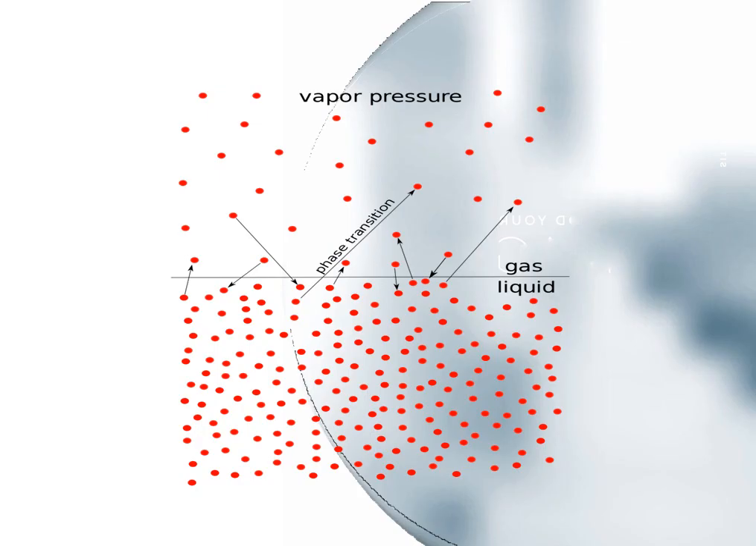Here you can see two phases, a gas phase and a liquid phase. When you increase the temperature of a liquid, the liquid molecules attain kinetic energy and start escaping from the surface of the liquid. After a short time, they condense and come back to the liquid surface and apply a pressure on the liquid, and that pressure is actually called vapor pressure.